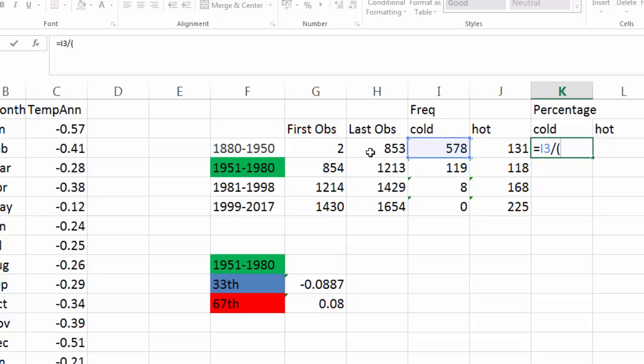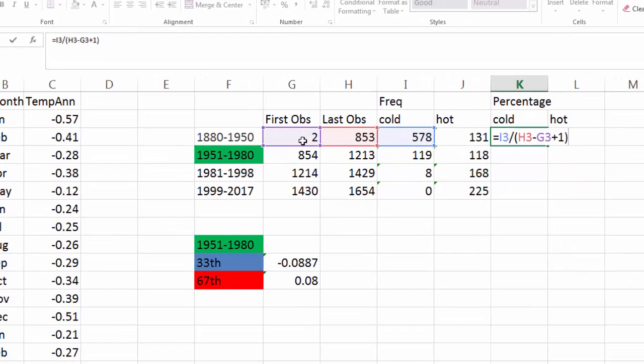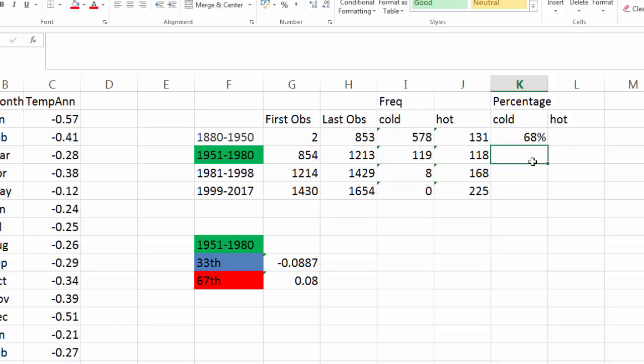How do we do that? We take the number of cold days and divide by the number of days in a period. So we take the last observation minus the first observation, but we have to add one because we subtracted the first observation as well. Before we press enter, we shall also fix some references here, in particular the columns we use to calculate the number of observations in our quarter, because as we copy this cell to the right, we don't want the columns to change. So we fix the columns by putting a dollar in front of the column indicator, the H and the G respectively.